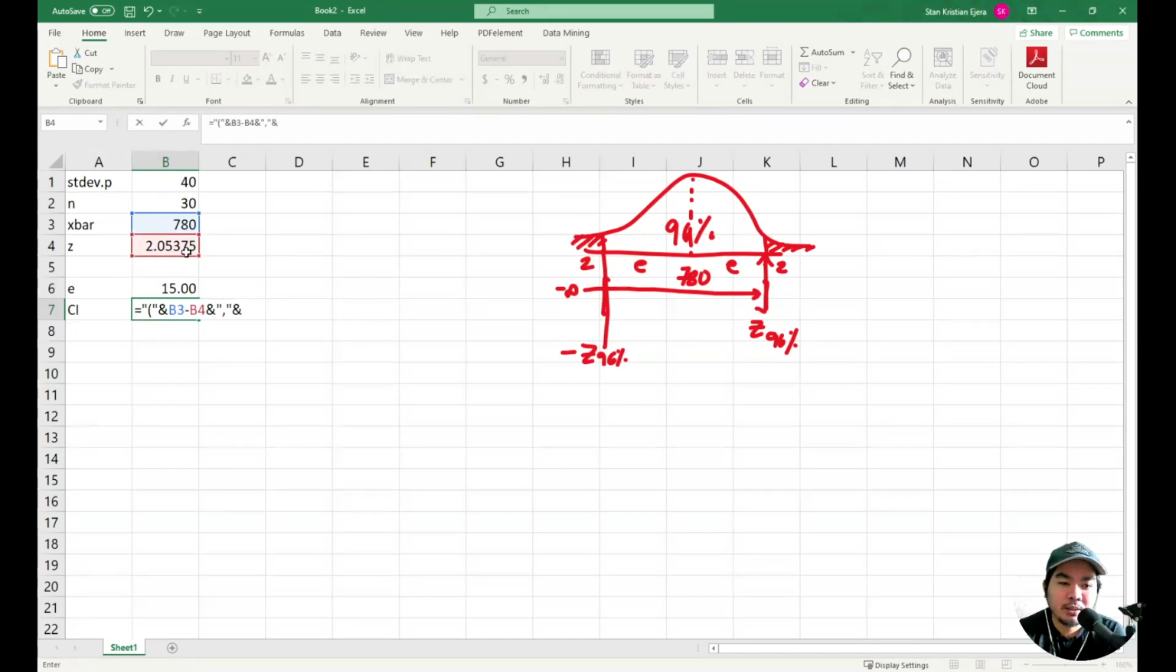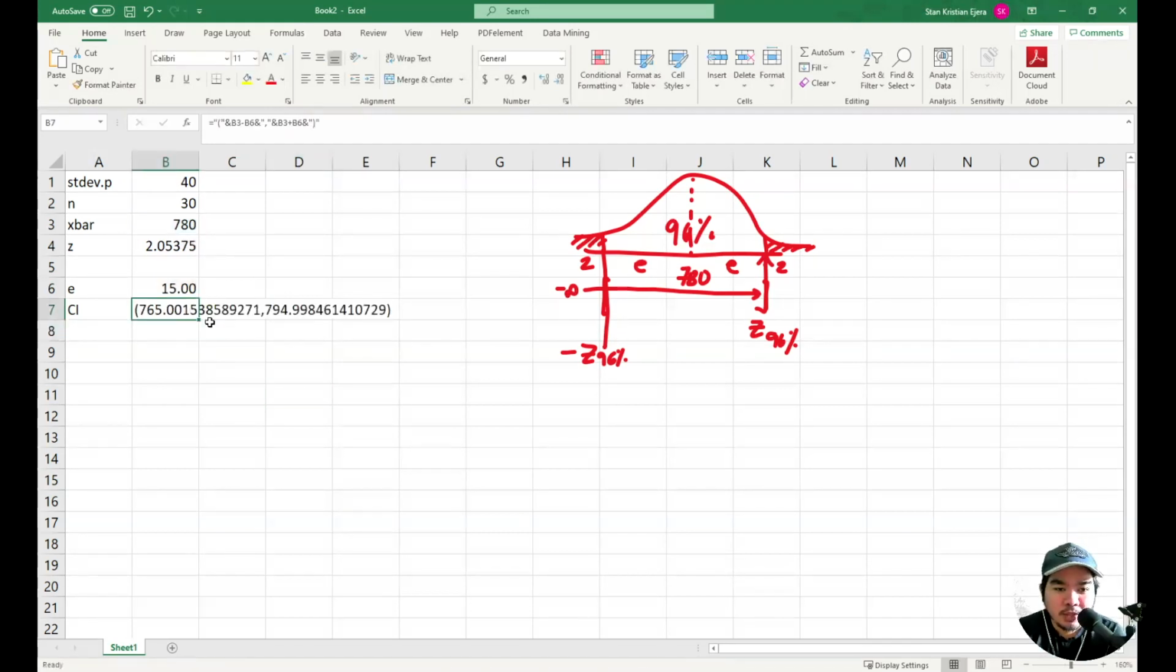Tapos and ulit. And I do, sorry. This should be ito minus. Oh, sorry. Ito should be, yan. Tapos x bar plus naman ito. So I get the upper limit now. Okay. P3 minus B. Sorry. Nakalimutan ko yung isang and dito.